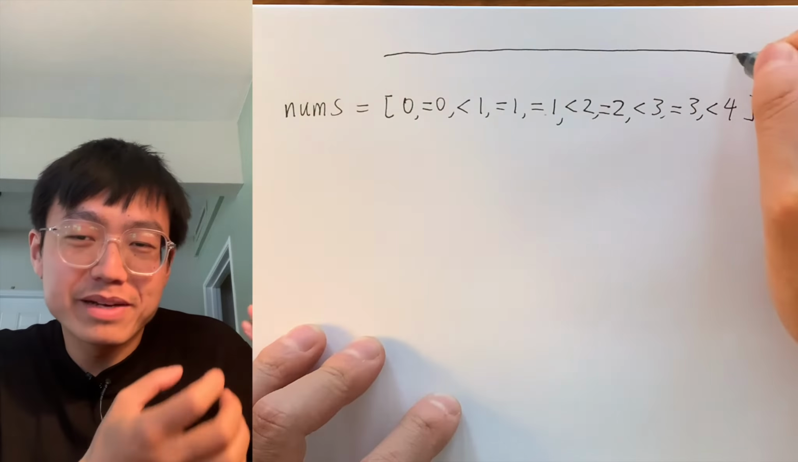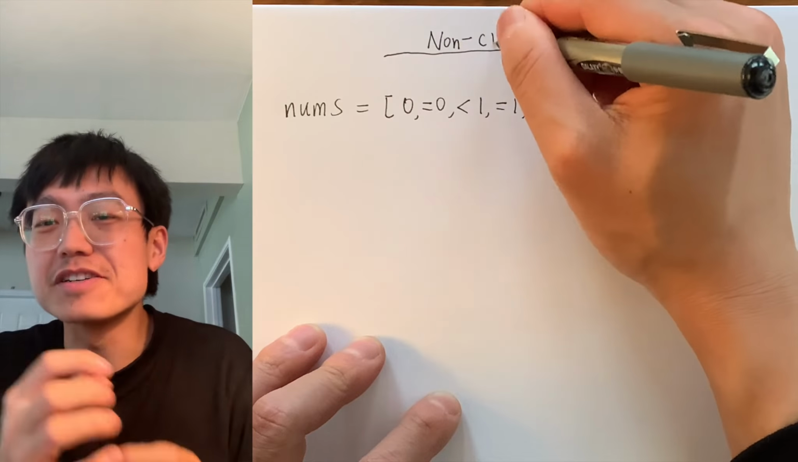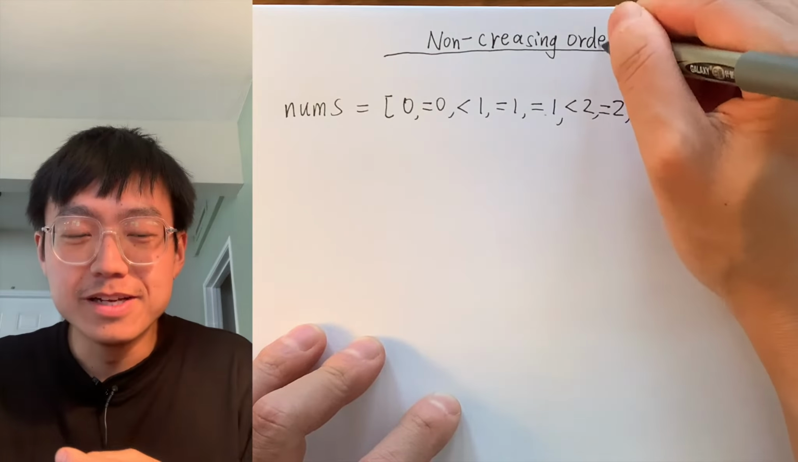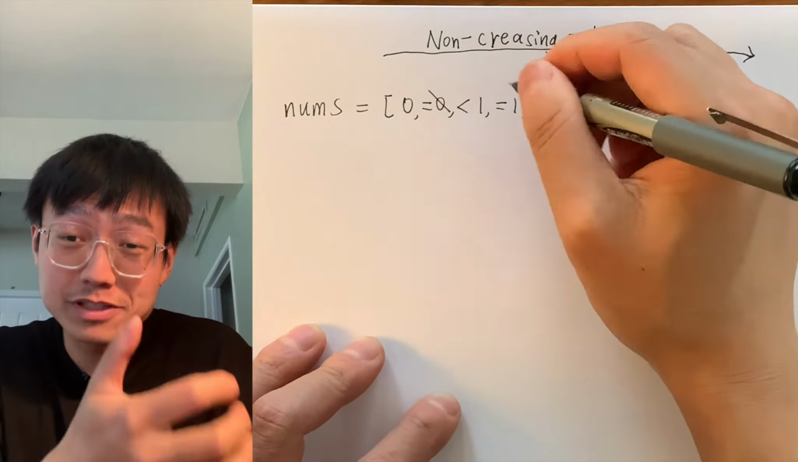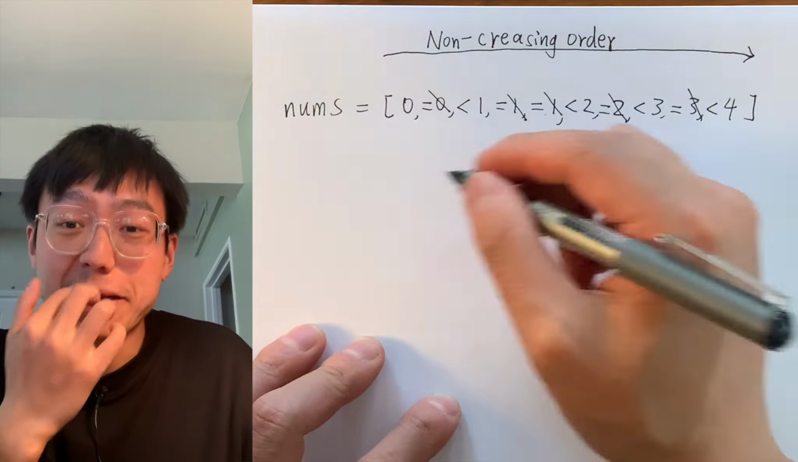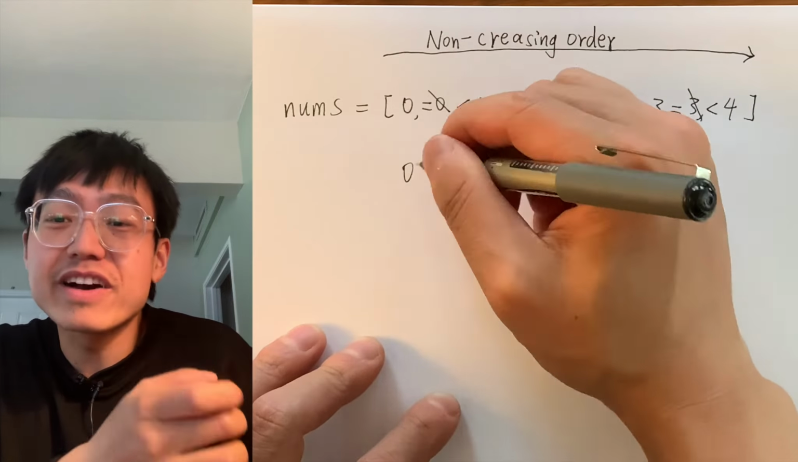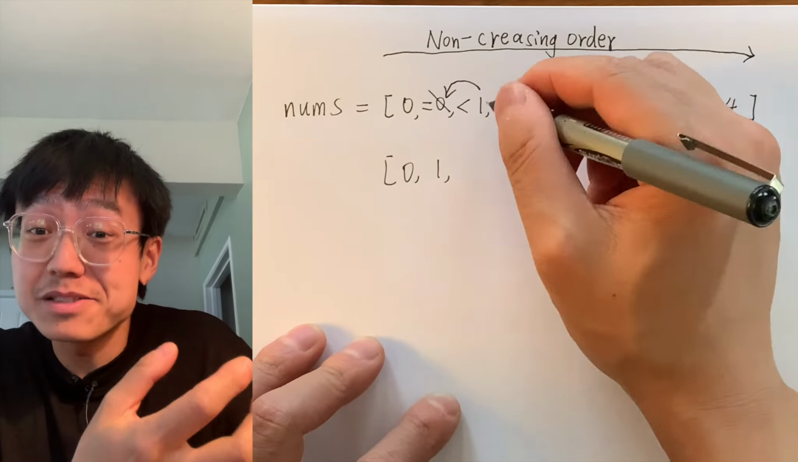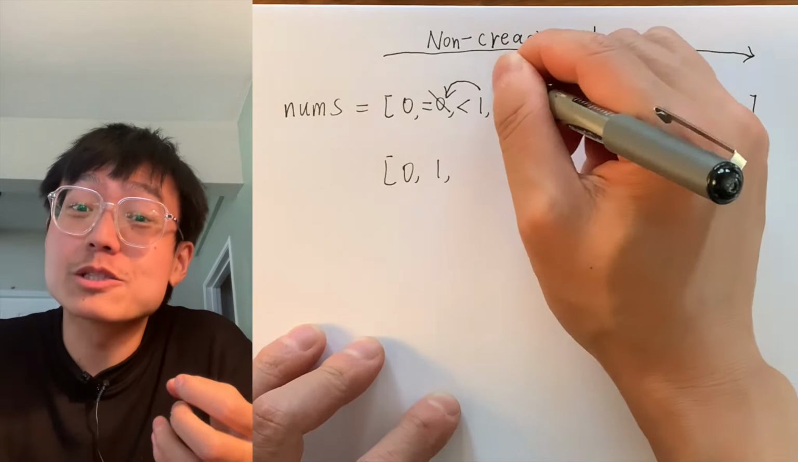Return k after placing the final result in the first k slots of the array. We cannot allocate extra space for another array. We must do this by modifying the input array in place with O(1) extra memory.